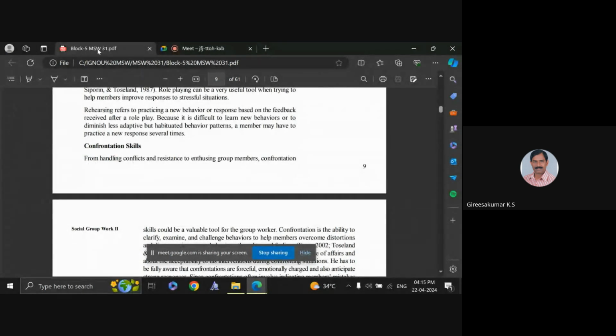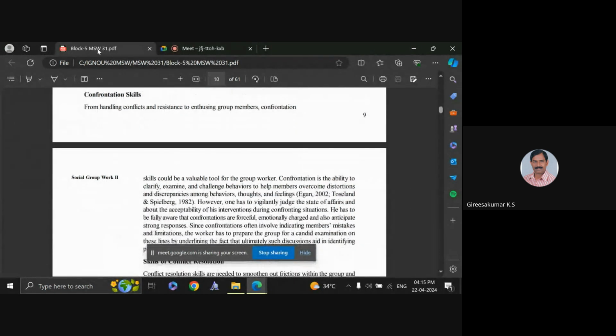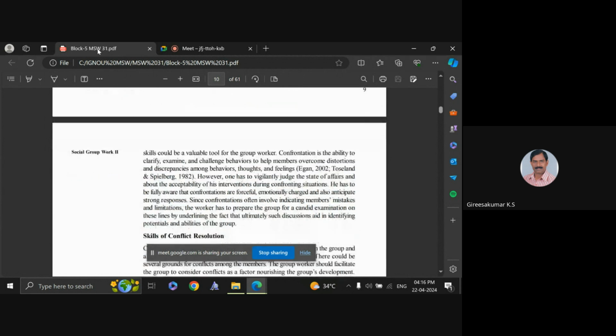Then confrontation. There may be resistance, there may be issues, and he must have a skill in confronting everything. That is, examine and challenge behaviors, help members overcome distortions. Confronting means face. However, one has to vigilantly judge the state of affairs and the acceptability of his interventions. Hence, a confrontation skill is very much needed.